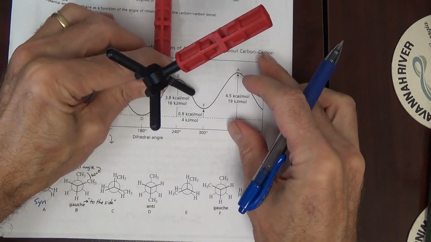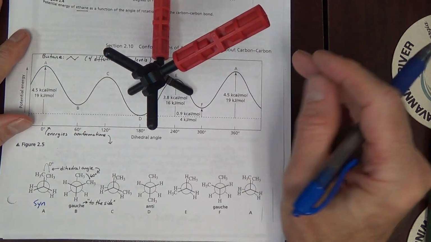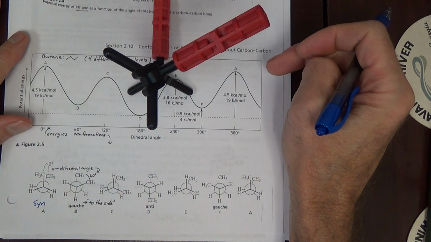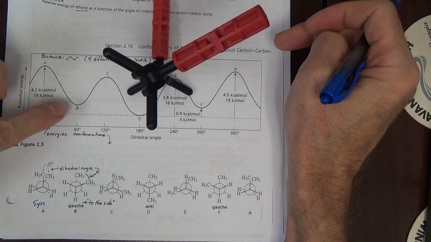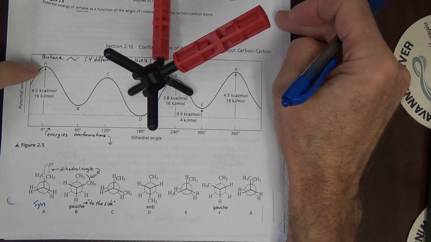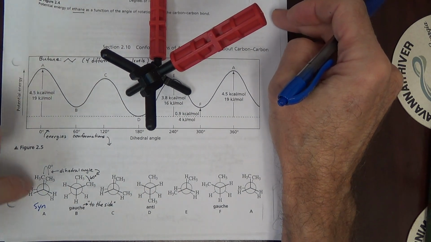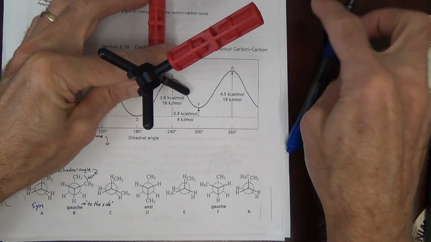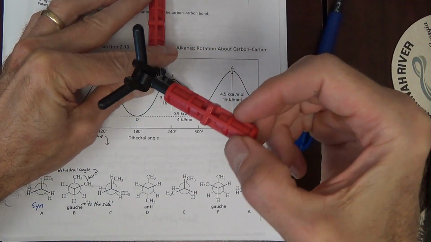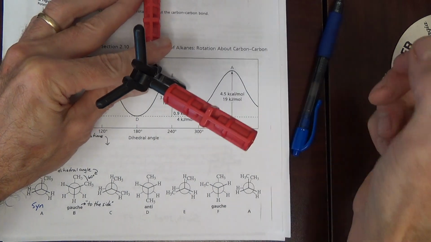Now gauche is a type of staggered. The two groups are not eclipsing. Nothing is eclipsing. And that's going to be lower in energy than the first conformation, the syn or eclipsed. If we rotate the front again, then we get to there.